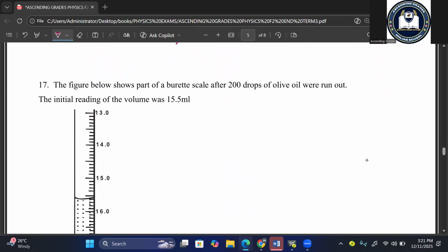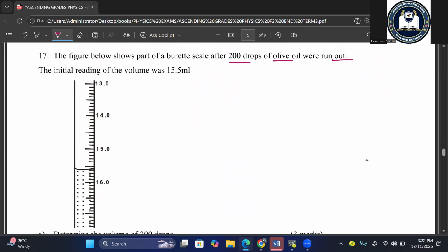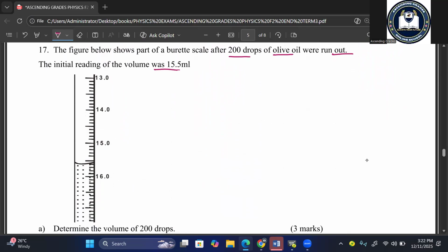Question 17, we are told the figure below shows part of a burette scale after 200 drops of olive oil were run out. The initial reading was 15.55 mL. Then the first question we are asked: determine the volume of the 200 drops. So what will be the volume?